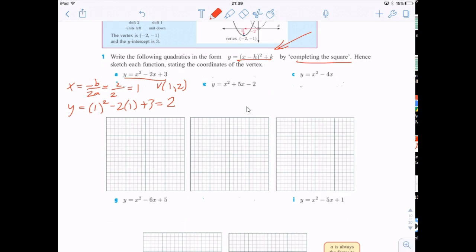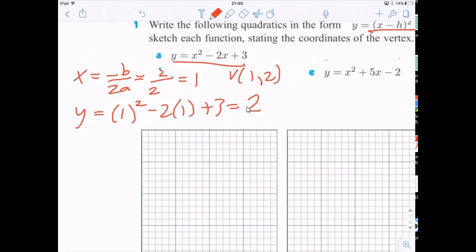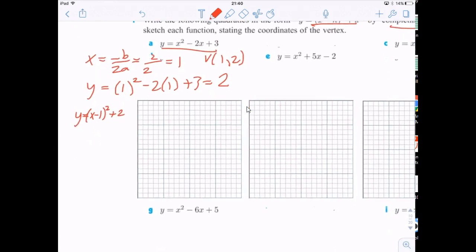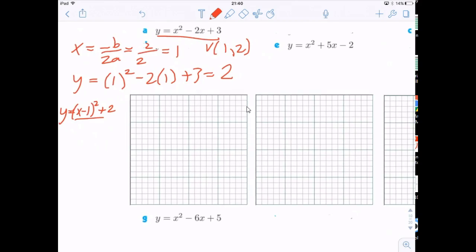All right, now what does that look like when we put that into the vertex form equation? Y equals (x minus 1), which is the x-coordinate, squared, plus 2, which is the y-coordinate. Okay? Now that we know the vertex form, we can try to graph it.